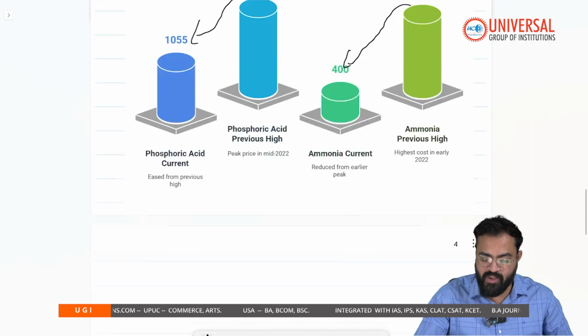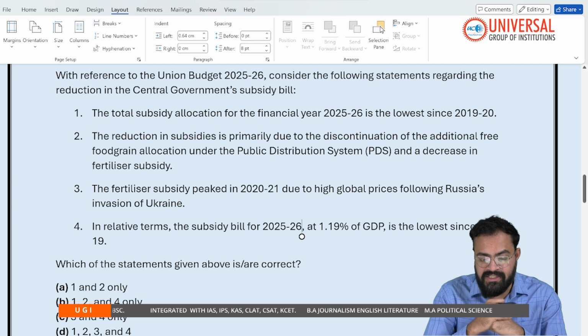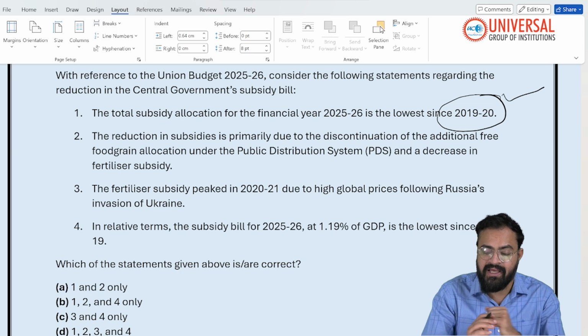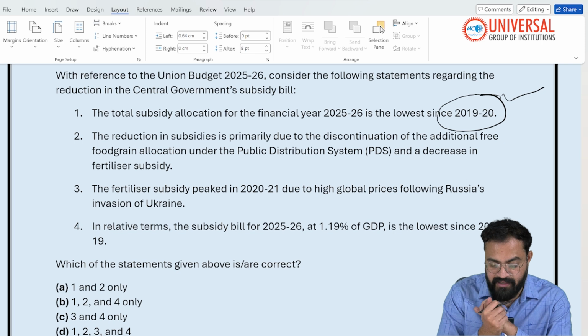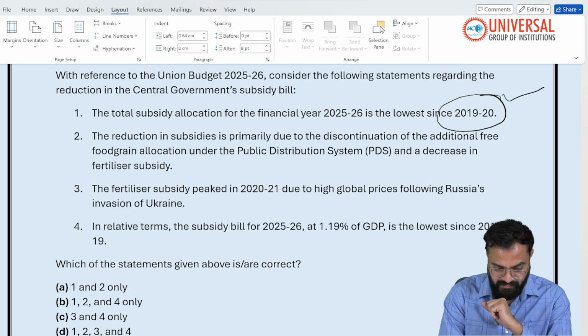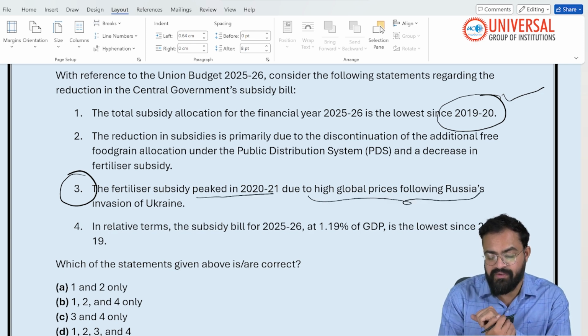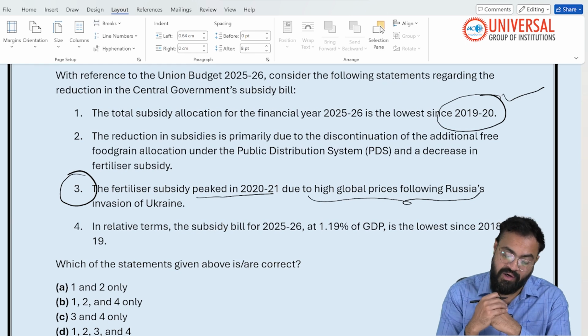So now coming back to the question, we can see very clearly. Statement one: the total subsidy allocation of the financial year is the lowest since 2019-20. That's absolutely correct. Even if you're not aware of the exact figure for 2019-20, can you see one thing very clearly? Question number 3: the fertilizer subsidy peaked in 2021 due to the high global prices following Russia's invasion of Ukraine. This happens to be false, because that invasion took place in 2022. So straight away C and D will be false.